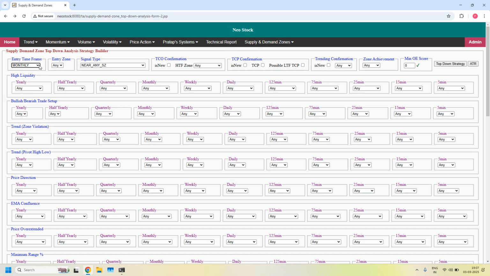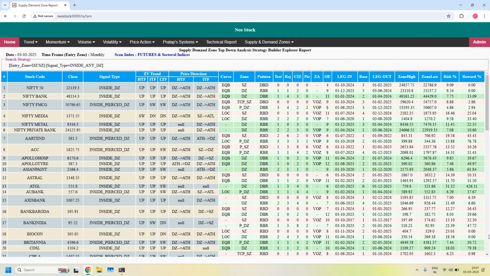Next, monthly time frame, price closed inside the monthly demand zone. First 20 stocks in the list. Let me quickly scroll the list down. After that, we will filter this big list with EMA confluence.